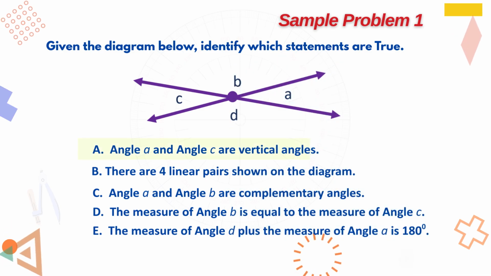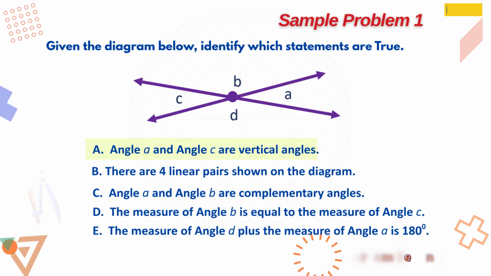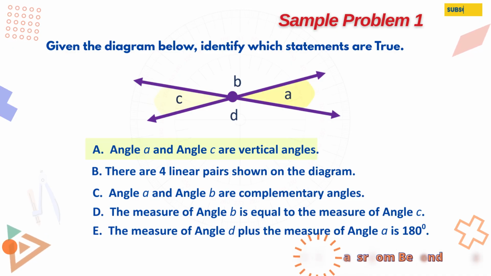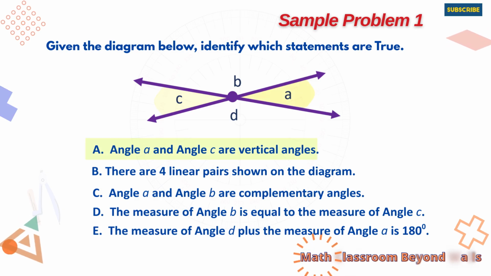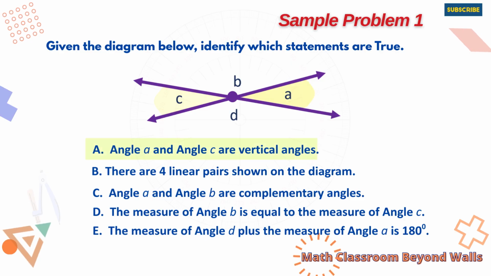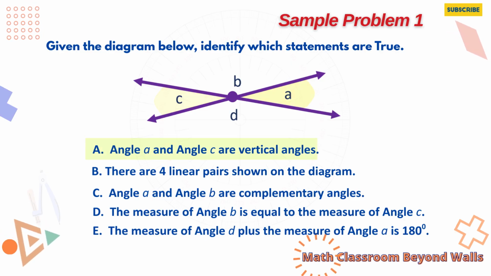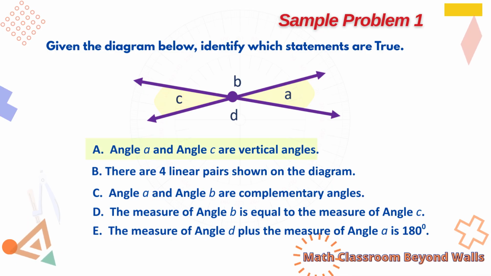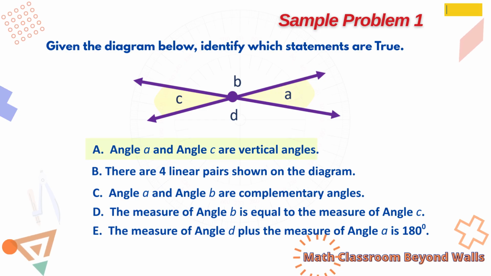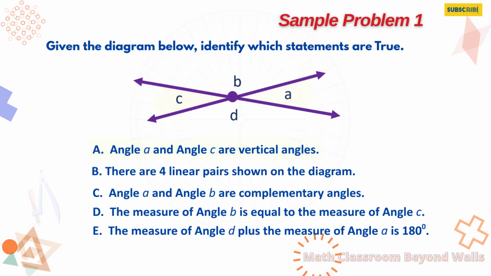Let us start with option A. It states that angle A and angle C are vertical angles. Here, we need to recall what vertical angles are. These are 2 non-adjacent angles formed by intersecting lines. Do we have this on the diagram? Yes, we do, so the statement is correct.